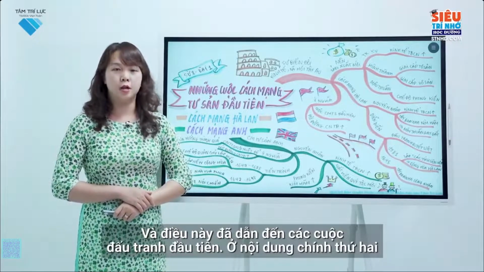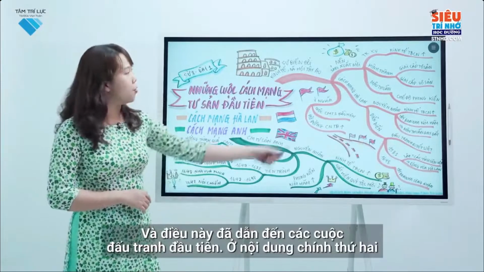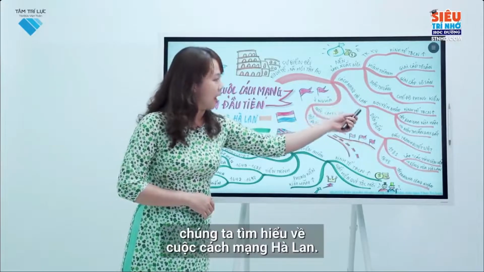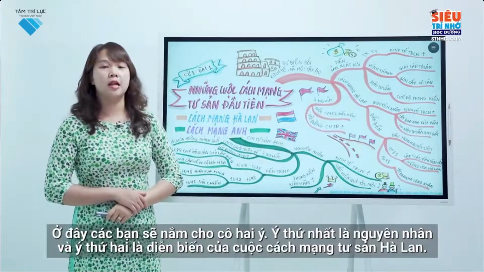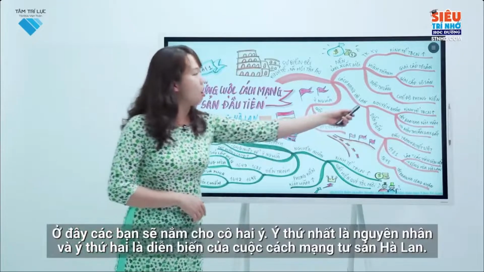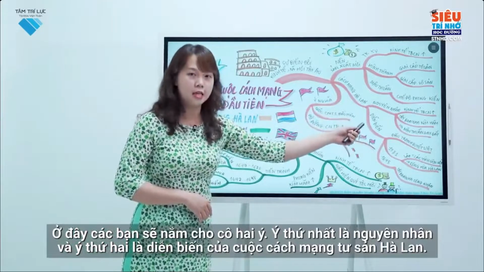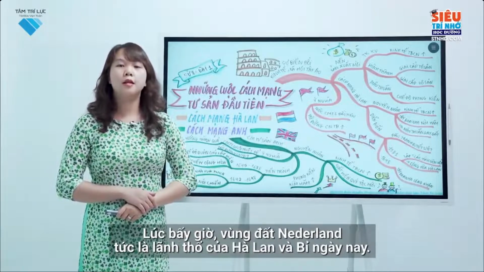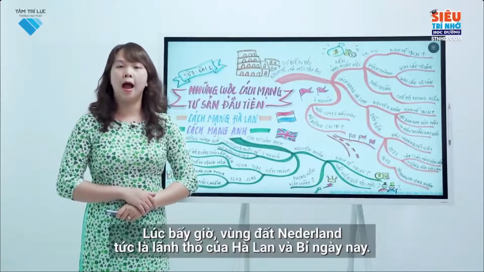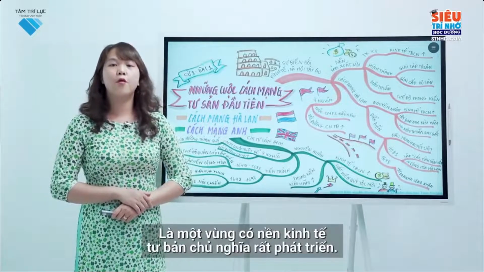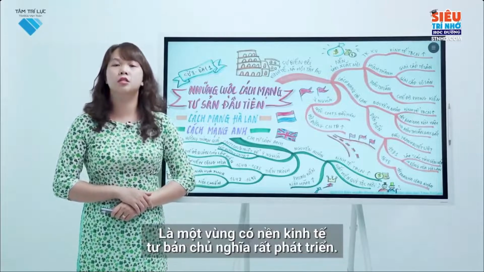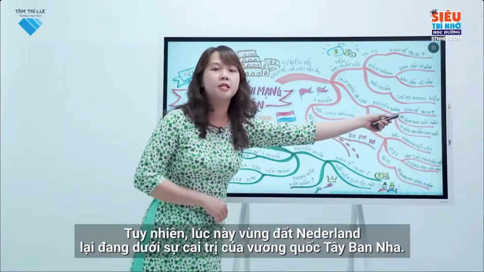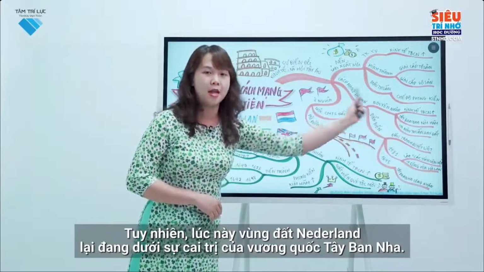In the second main content, we will learn about the Dutch Revolution. Please bear in mind 2 ideas. The first is the cause, and the second is the development of the Dutch bourgeois revolution. At that time, the land of Netherlands, which is the territory of the Netherlands and Belgium today, was a developed economic capitalism region. However, the region of Netherlands was again under the control of the Kingdom of Spain at that time.